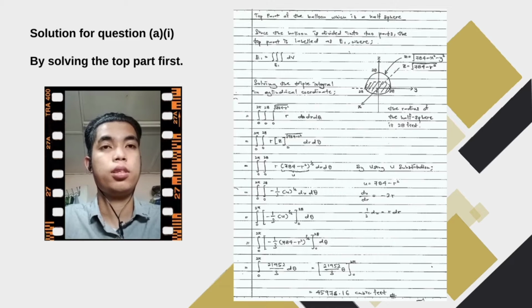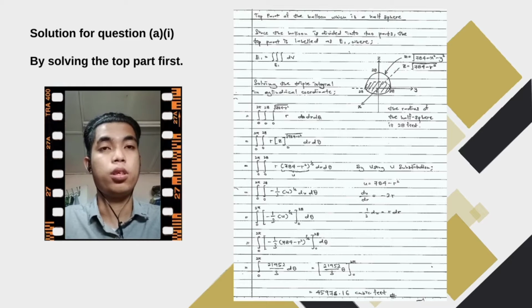So in this question, we need to solve it using cylindrical coordinates. So we need to convert the x and y axis into the r and theta components. So the new equation for the z-axis is square root of 784 minus r squared. Then we solve the question by finding its limits for dz, dr and d theta. The limit for dz is 0 to square root of 784 minus r squared. The limit for the radius is from 0 to 28. And lastly, the limit for theta is from 0 to 2 pi, since it's a full circle.